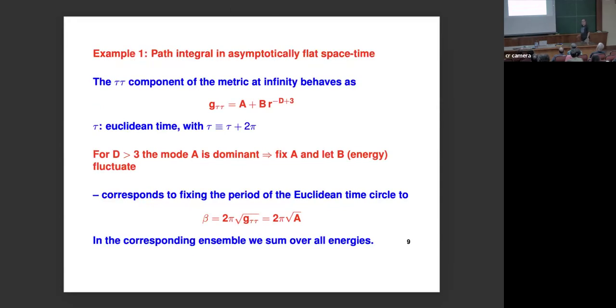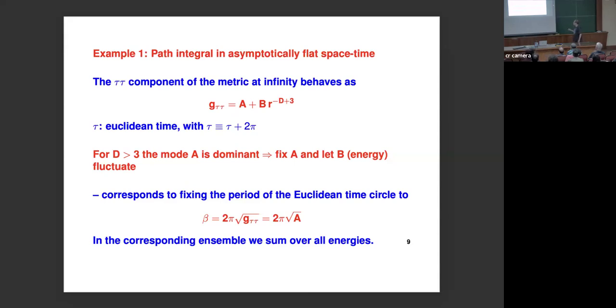Okay. So I'll be discussing 3 examples which use different kinds of gravitational path integral, and correspondingly will have different kinds of trace. So the first example is in fact the standard Gibbons-Hawking example. So you can carry out a path integral in asymptotically flat space-time.